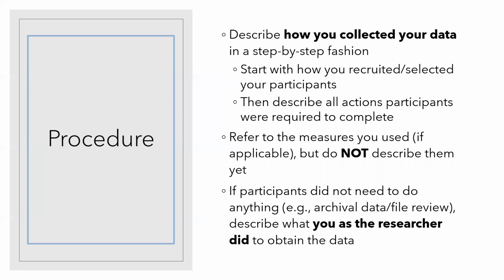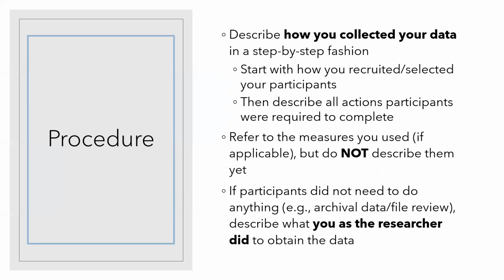So the procedure section is where you describe how you collected your data in a step-by-step fashion. Don't take that literally and don't use bullet points or numbered paragraphs, of course. Write in full paragraphs, but describe everything you required your participants to do chronologically. So start with how you recruited or selected your participants, then describe all actions participants were required to complete throughout the study. This could be as simple as completing a couple questionnaires online or as complex as an activity in a laboratory setting. Here, you may refer to the measures you use.